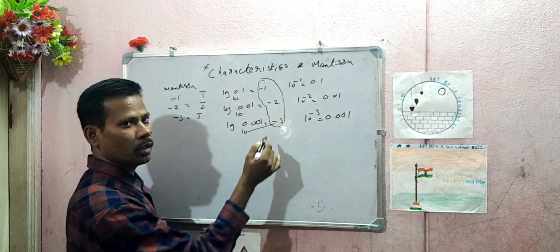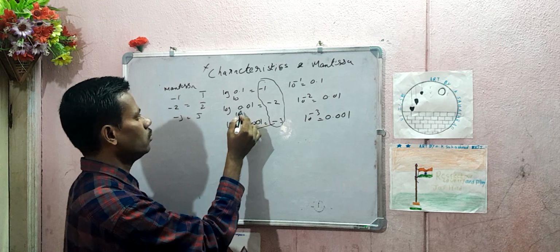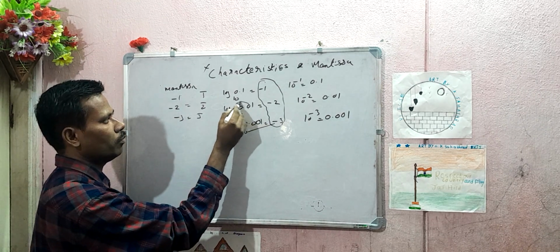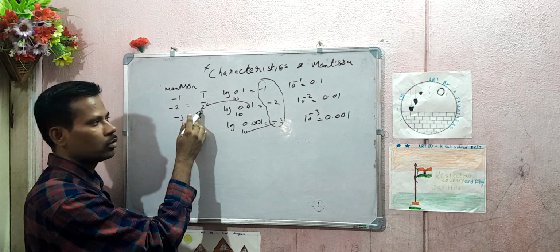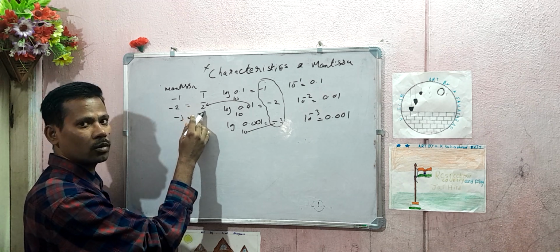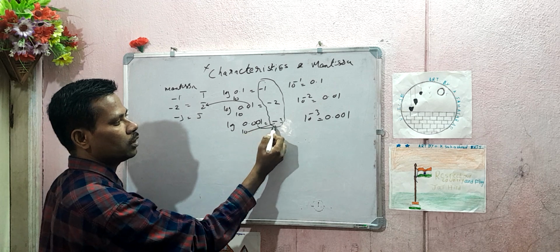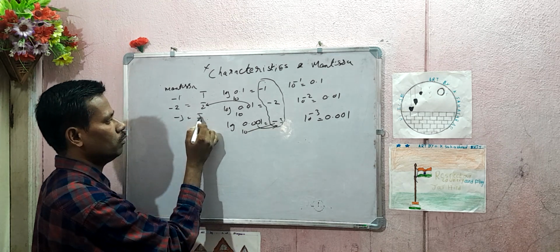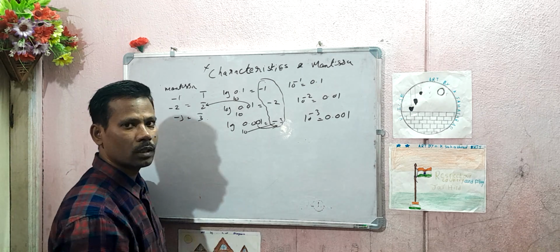Observe this carefully. Here how many zeros are there? 0. Here how many zeros are there? 1, and the value is bar 2. Here how many zeros are there? 2. The value is minus 3. See here, bar 3 is nothing but minus 3.